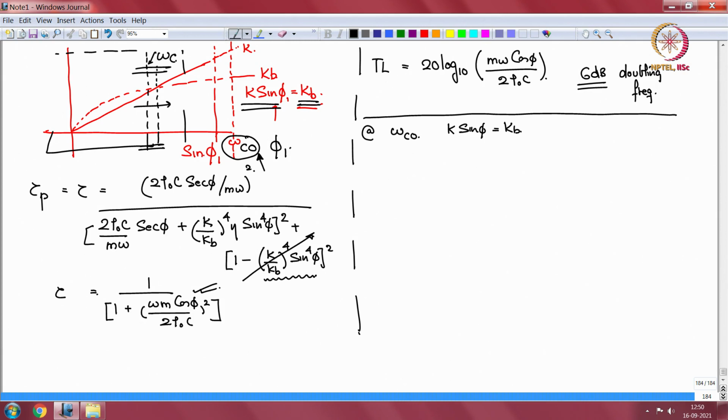Now this term tau, after cancelling all the terms, can be written as 1 over 1 plus eta omega c 0 m cos phi by twice rho 0 c, whole squared.